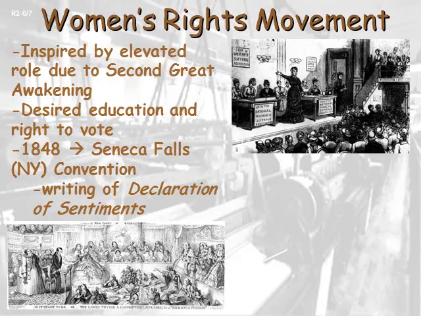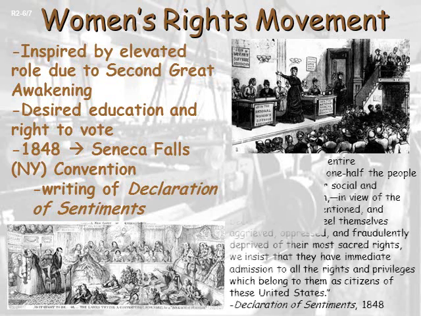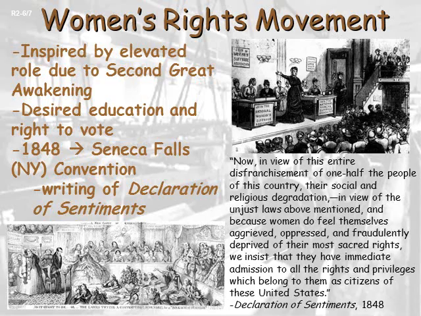At the Seneca Falls Convention, the women wrote a Declaration of Sentiments, which I've excerpted here for you. They say in this Declaration of Sentiments, now, in view of this entire disenfranchisement of one half of the people of this country, or to put it another way, in view of this entire not being allowed to vote for women, their social and religious degradation, in view of the unjust laws mentioned above, and because women do feel themselves aggrieved, oppressed, and fraudulently deprived of their most sacred rights, we insist that they have immediate admission to all the rights and privileges which belong to them as citizens of these United States.